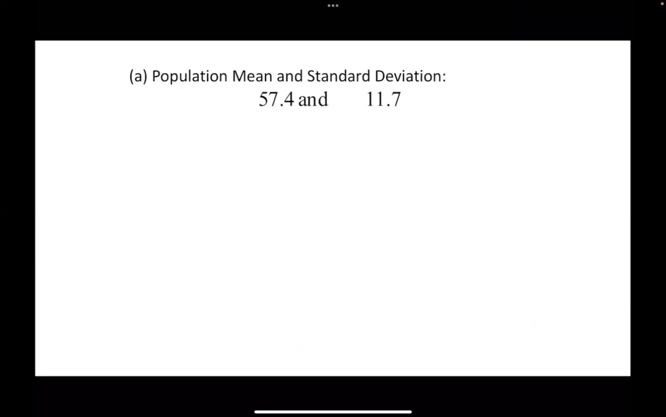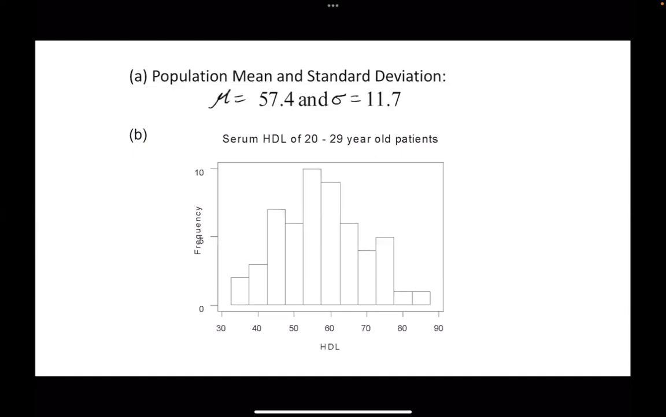Uh-oh, this should say mu equals, or X bar, and then sigma equals. Okay, sorry about that. Sometimes I lose things. So my mean is 57.4 and my sigma is 11.7. This is my lovely histogram of the data, and you can see that this is approximately normal.